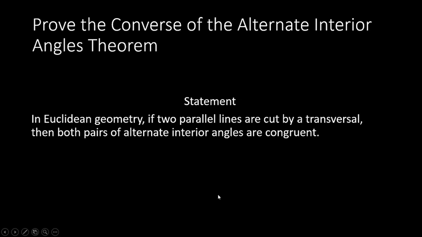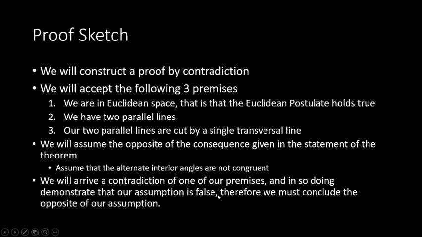This presentation is a proof of the converse of the alternate interior angles theorem, which states that in Euclidean geometry, if two parallel lines are cut by a transversal, then both pairs of alternate interior angles are congruent. Now we're going to prove this by using a proof by contradiction.